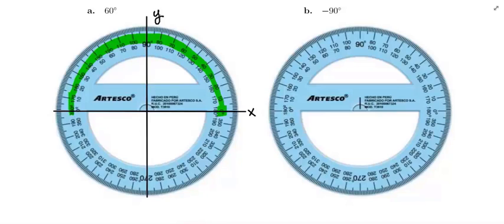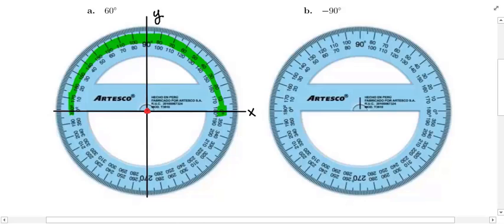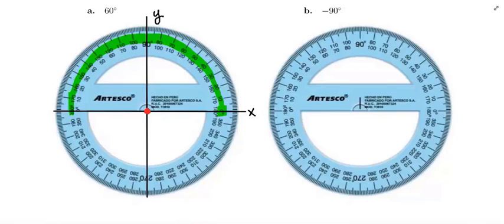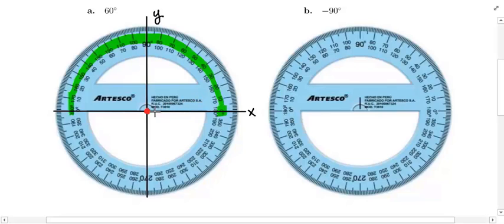Once you have that visualized, you can go ahead and put the vertex. The vertex will be at the origin, so I'll put that in red so you can see it. And then we're going to put down our initial side. The initial side has to coincide with the positive x-axis. So I'm going to start my line here at the origin and have this initial side coincide with the positive x-axis. So there we go.